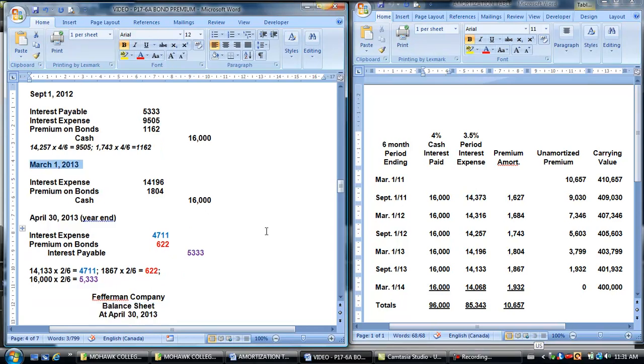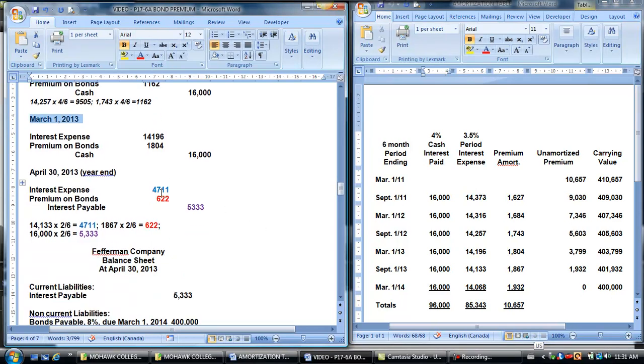All right? Now here we are. We're at April 30th, 2013. That is an intervening year end because it falls between the March the 1st and the September 1st interest payments. So therefore we do have an intervening year end here. So we want to find the period within which this April 30th, 2013 period falls. And we know it's at the end of this 6-month period right in here because this 6-month period ends September 1st, 2013, but it begins March the 1st and April is right in between there. It's 2 months into the 6-month period.